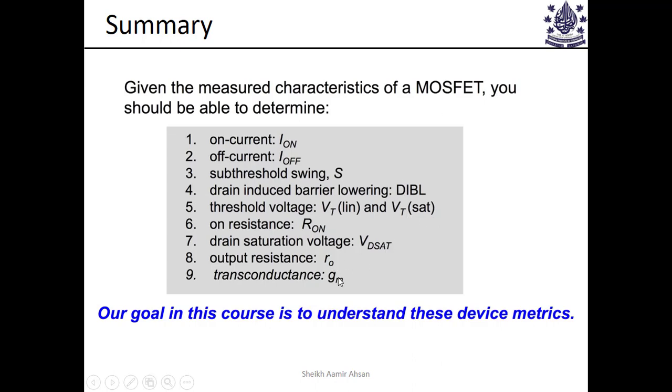As I was saying, you can also measure all these characteristics: VT lin, VT sat, R on, VD sat. You can find all of these if you have a set of ID-VD and ID-VGS characteristics of a MOSFET. So what I would suggest is to go to Google and try to find the IDS-VDS or IDS-VGS characteristics for any MOSFET. Use any source, any literature, any journal, and try to extract these metrics from those characteristics. It would be very interesting, and let me know what value of subthreshold swing you find, and what R on you find.